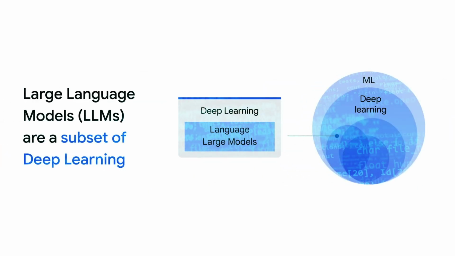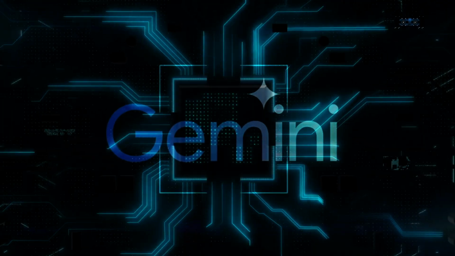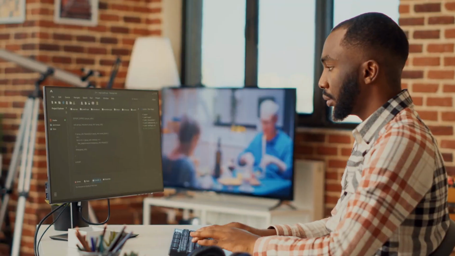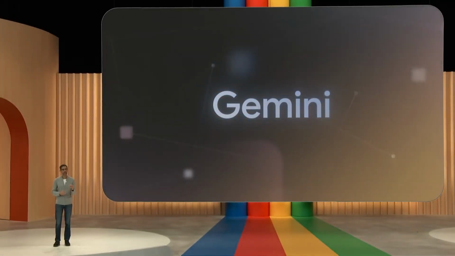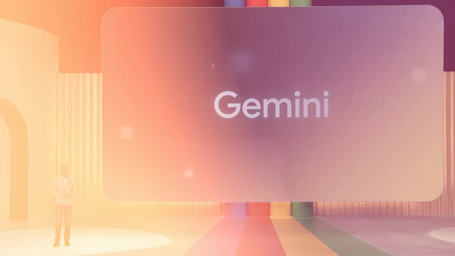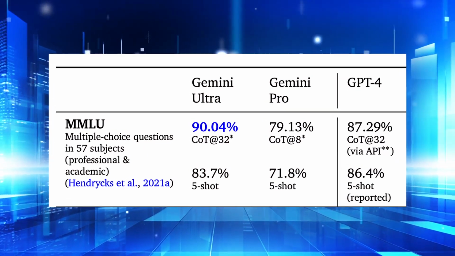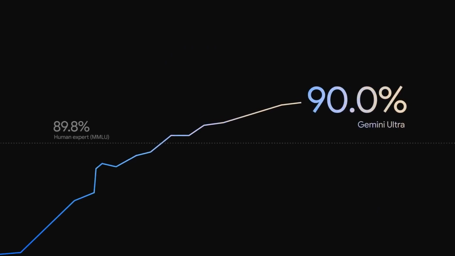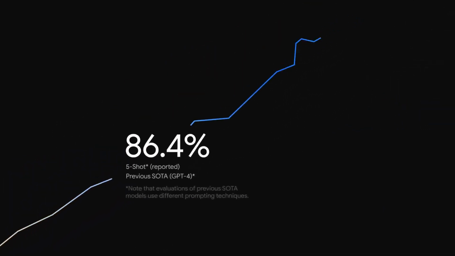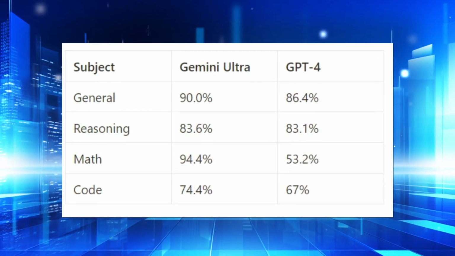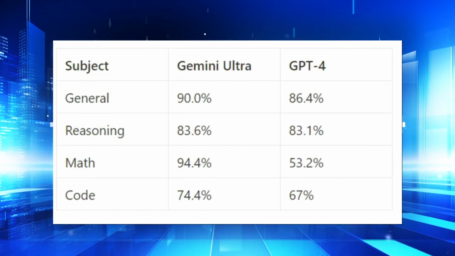In the realm of large language models, LLMs, Google's Gemini dominates, excelling in 30 out of 32 academic benchmarks. These benchmarks serve as a litmus test for mathematical reasoning, revealing the Gemini Ultra model's superiority in various domains. For the general capability category under MMLU, Gemini Ultra has 90% compared to GPT-4's 86.4%. Coming down to the reasoning category, Gemini has 83.6%, while GPT-4 has 83.1%.